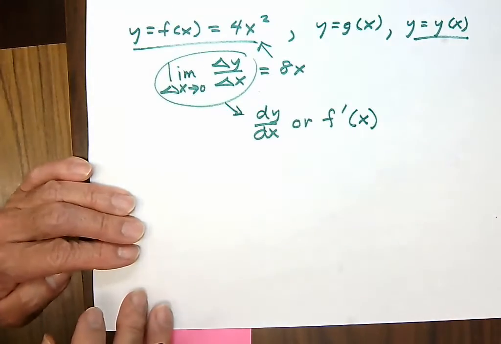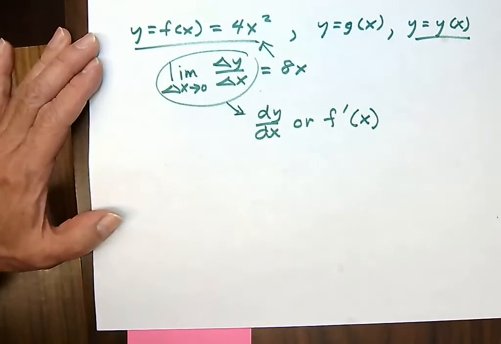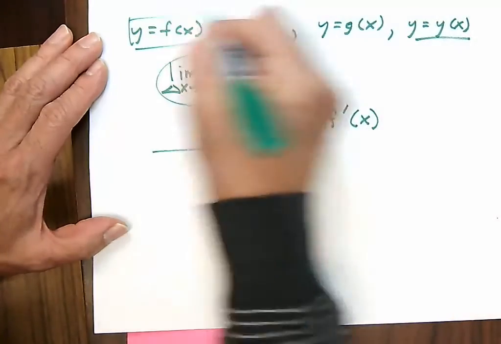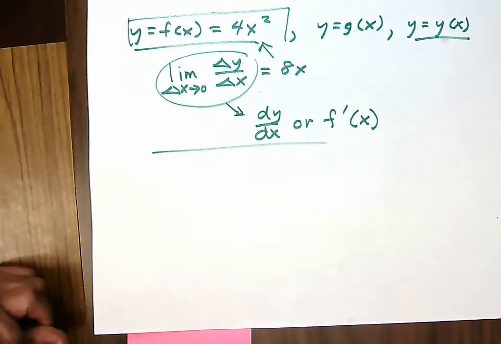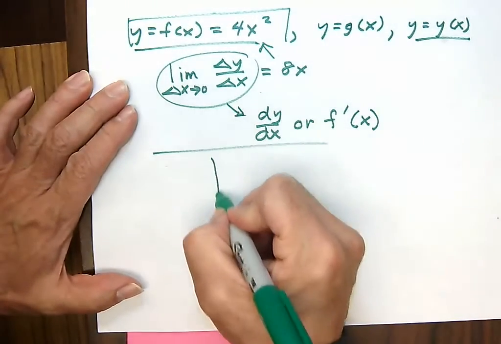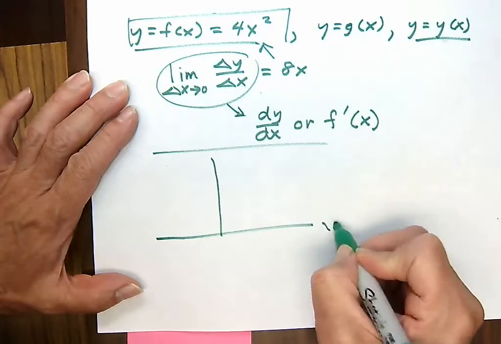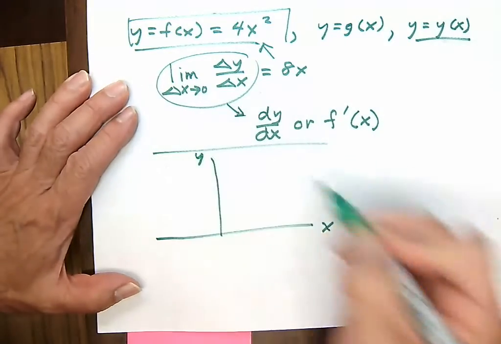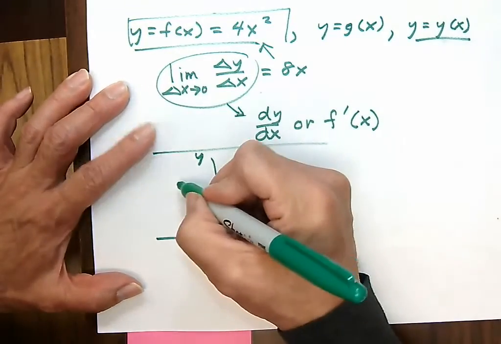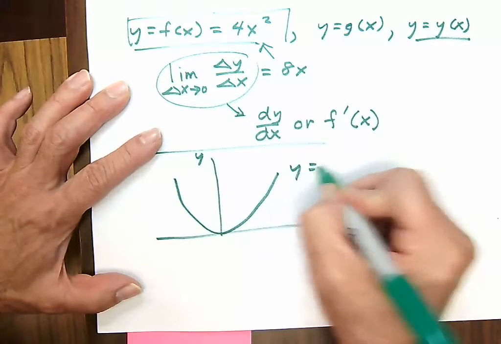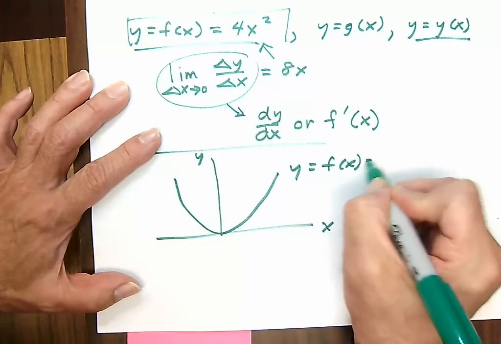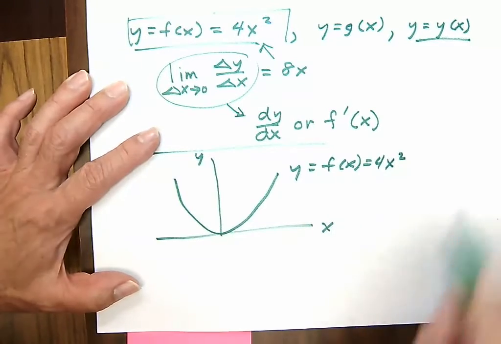Now let's go back and look at the graphical interpretation of this derivative. Well, first of all, let's graph out our original function, y equals 4x squared, which graphs out as a parabola. It's going to look something like this. Here's our x-axis, here's our y-axis. And it's going to be some type of parabola that looks something like this. Y equals some function of x, which is equal to 4x squared.